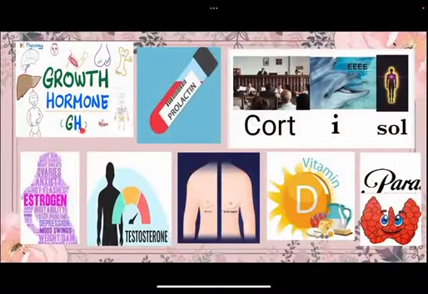Thyroid hormone increases the growth hormone and decreases the prolactin. It also increases the adrenocortical secretion of cortisol. Estrogen and androgen ratio increases in male, which causes breast engorgement in male, and it increases vitamin and parathyroid hormone.